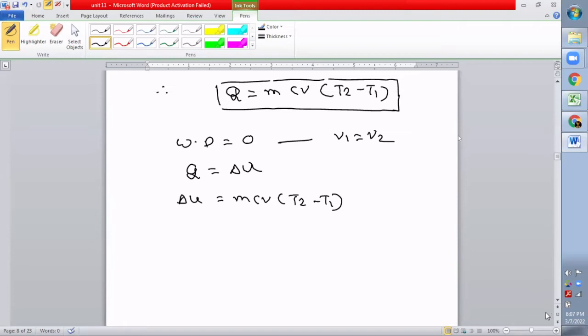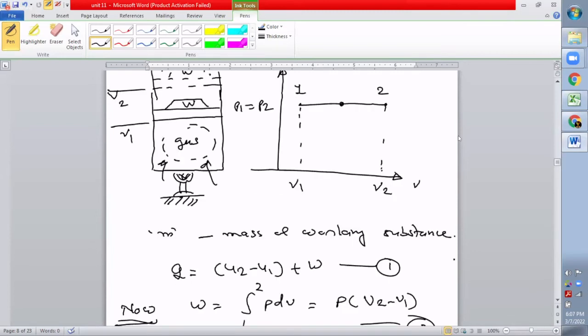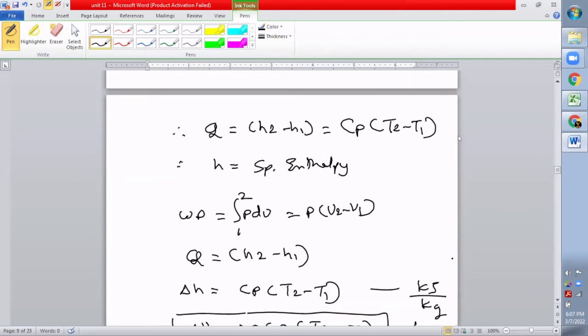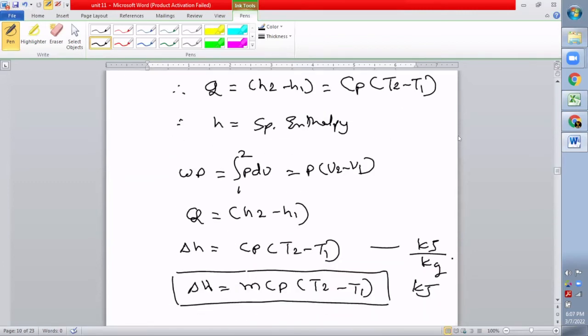Now, when the process happened at constant pressure, the work done is equal to P multiplied by (V2 minus V1). Q is equal to H2 minus H1, and del H is equal to mCp(T2 minus T1).